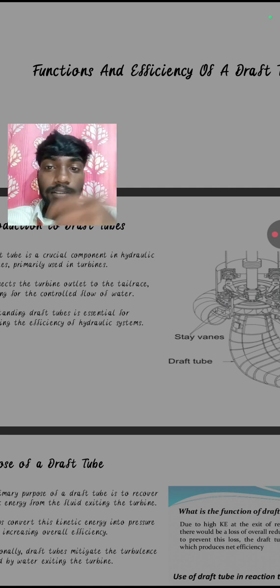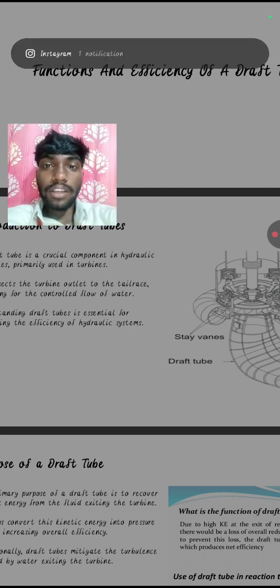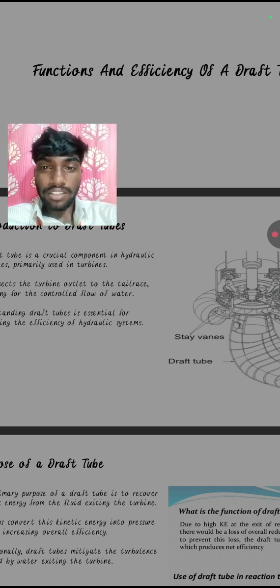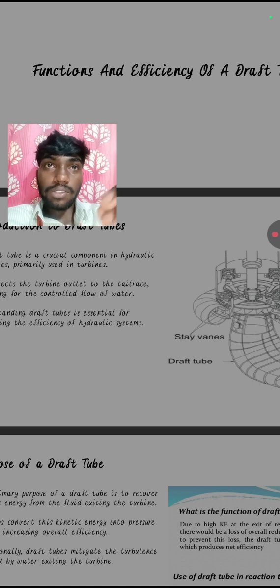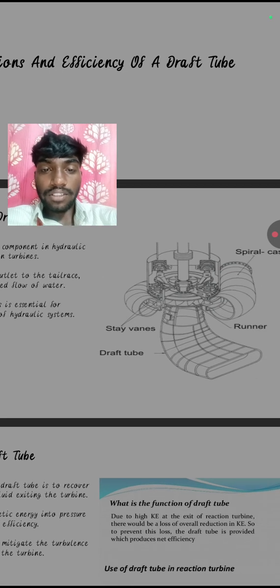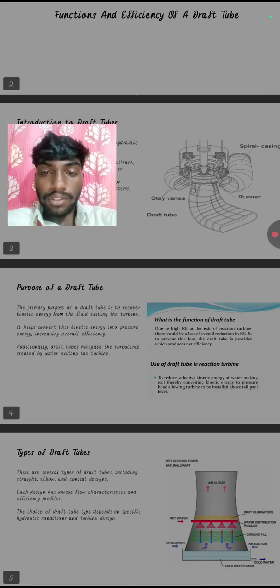Generally, we don't get much efficiency in hydraulics because we get several losses like friction loss, minor losses, and contraction losses. Due to all this, we get less efficiency, but by using a draft tube, we can improve the efficiency of a hydraulic system. The purpose of a draft tube.